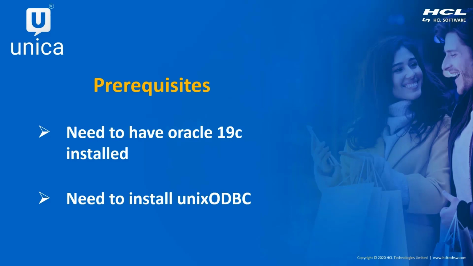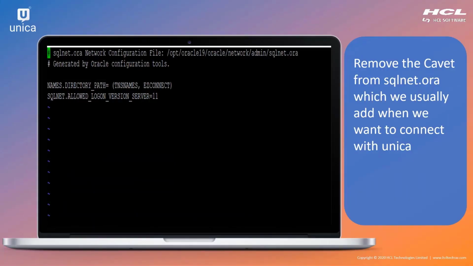To start, we first need to have Oracle 19c installed and running, and it would be great if we have the Unix ODBC driver pre-installed. Now let's get started with the steps we need to follow to establish the Oracle ODBC connection with Unica. The first step is to remove the caveat from sqlnet.ora, and after that we need to restart our Oracle DB. If you have not configured anything here for Unica, then no changes are required.